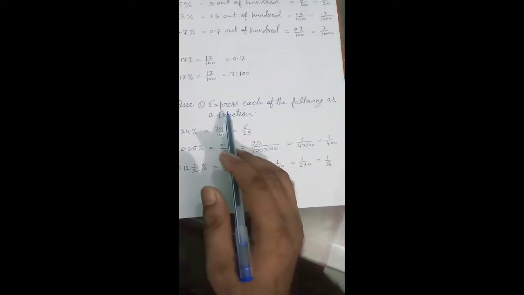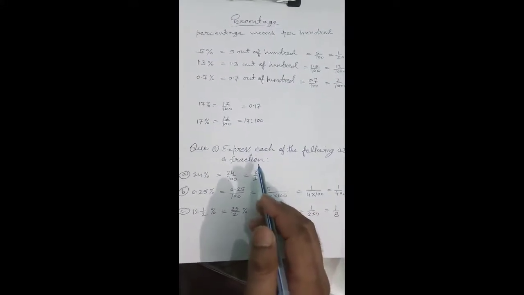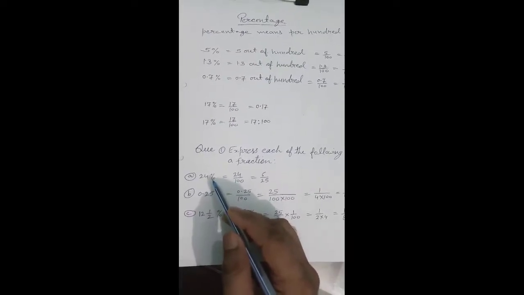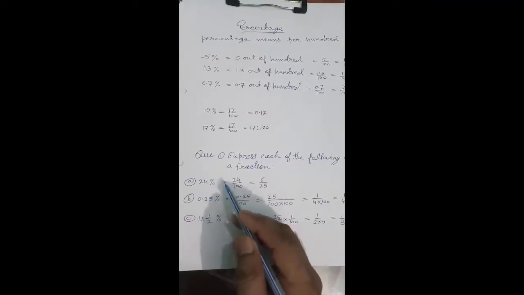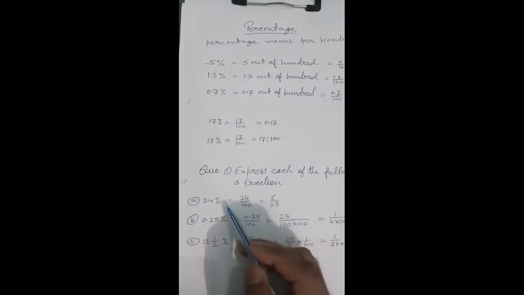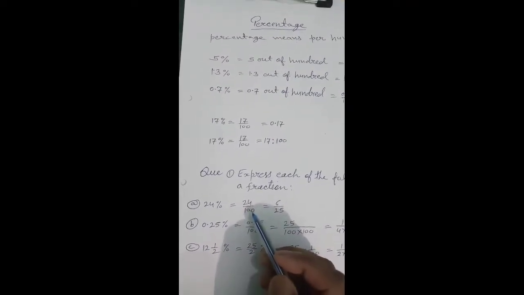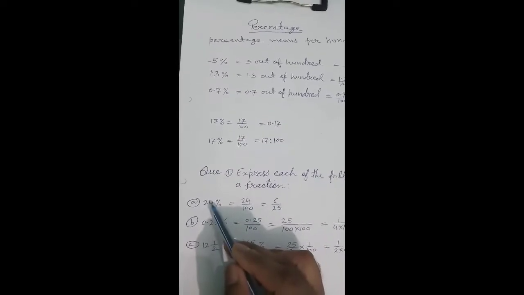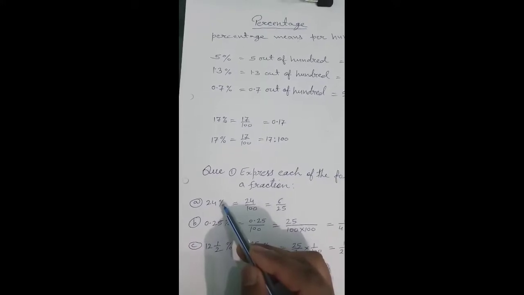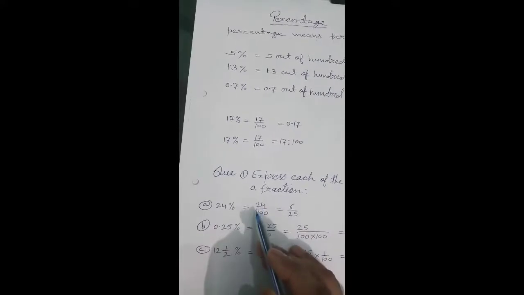See here. Your first question is, express each of the following as a fraction. That means we have to convert the percentage into a fraction. So the first question is 24%. 24% means 24 upon 100. We have got this idea now. When the percentage sign is removed, in the denominator we put 100, or you can say the number is divided by 100 when the percentage is removed, because percentage means per 100. Okay, so 24% means 24 upon 100.